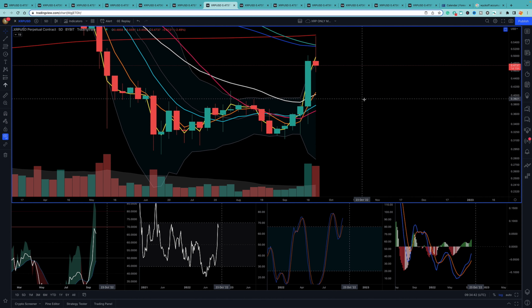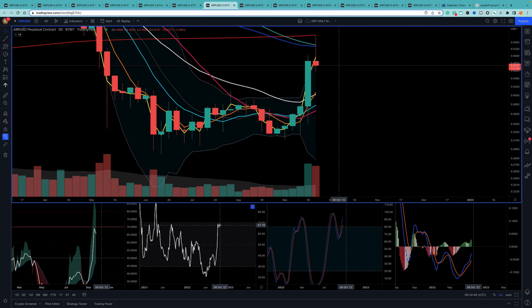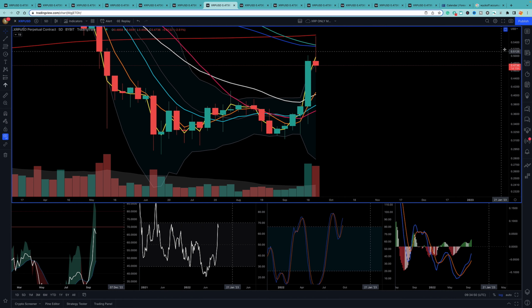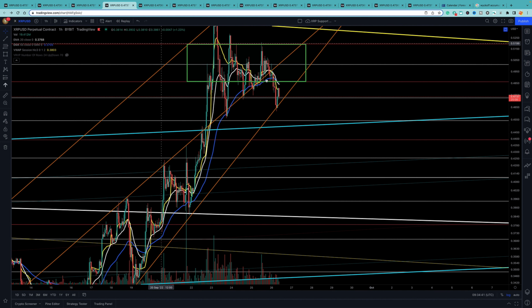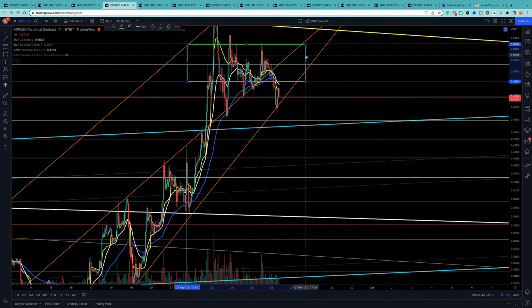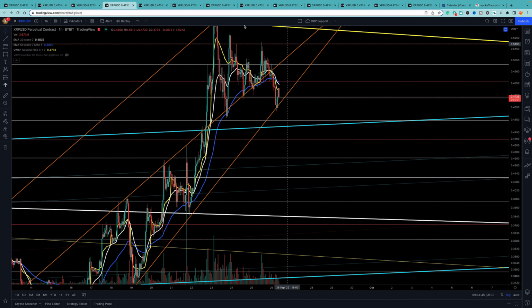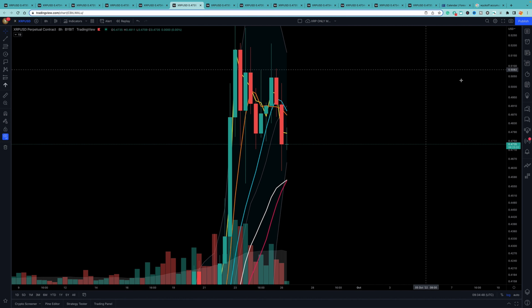So we'll see what happens. And also the RSI, the 5-day is looking like it's topping out here. Okay, so now what about a trade? What's the trade to do?